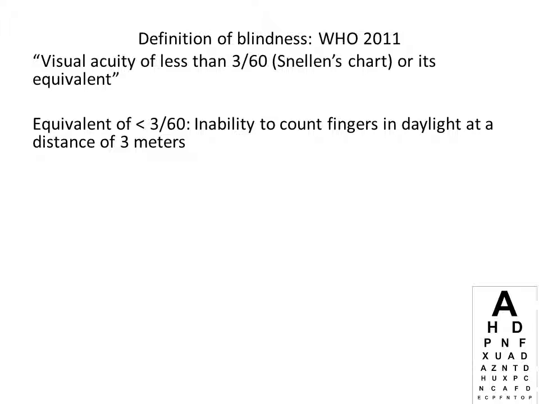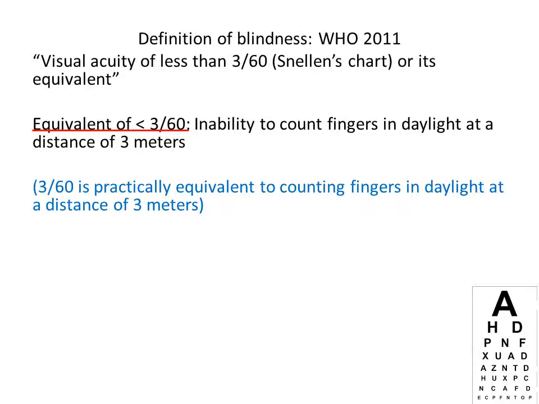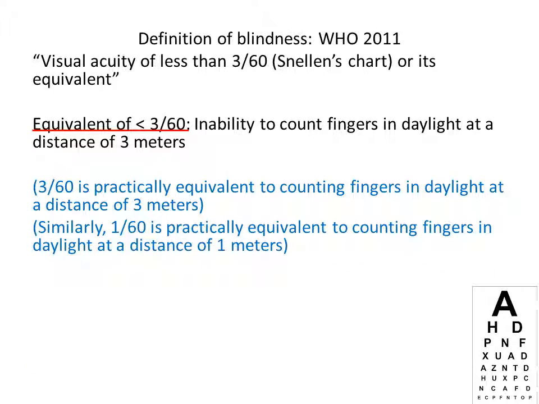That is, if you do not have a Snellen's chart, how do you assess whether the person is blind or not? It is the inability to count fingers in daylight at a distance of 3 meters. Hence, 3 by 60 is practically equivalent to counting fingers in daylight at a distance of 3 meters, and similarly 1 by 60 by Snellen's chart is practically equivalent to counting fingers in daylight at a distance of 1 meter.